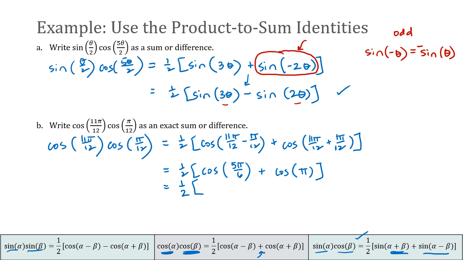All right, so let's think about your unit circle. 5 pi over 6 is all the way over into the second quadrant. So we know it's going to be a negative value, and if you think about this for a little bit, it should be negative square root of 3 over 2 plus, what's the cosine of pi? Cosine of pi is negative 1.